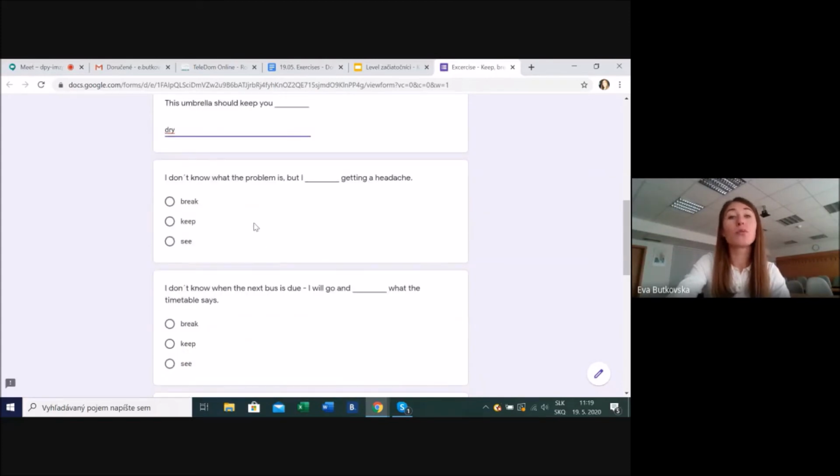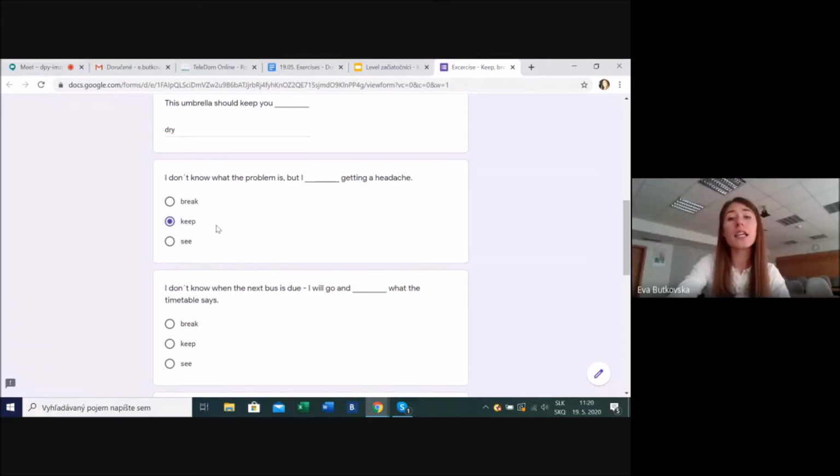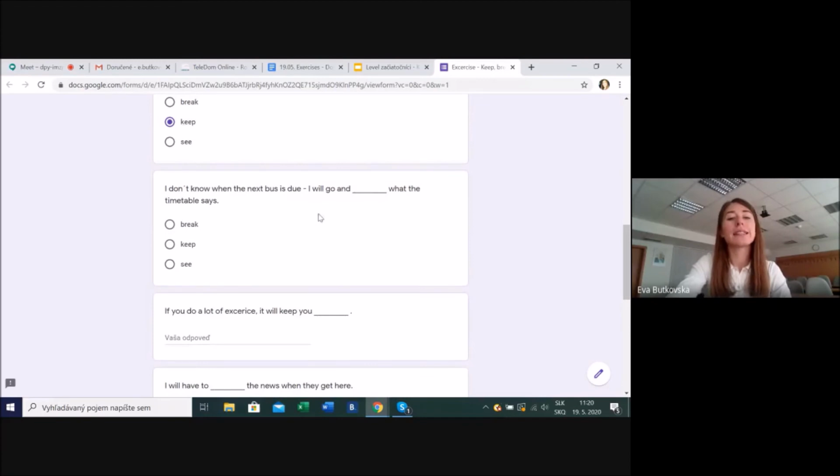Next one. I don't know what the problem is, but I keep getting a headache. So something that is happening again and again. Do you remember which of these 3? I keep getting a headache. Yes, if something is happening again and again, we say keep and we use the ing. So I keep getting a headache, I keep going to the same hairdresser, or I keep losing my mobile phone.